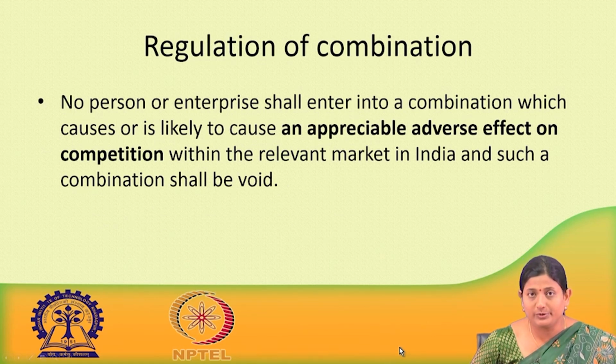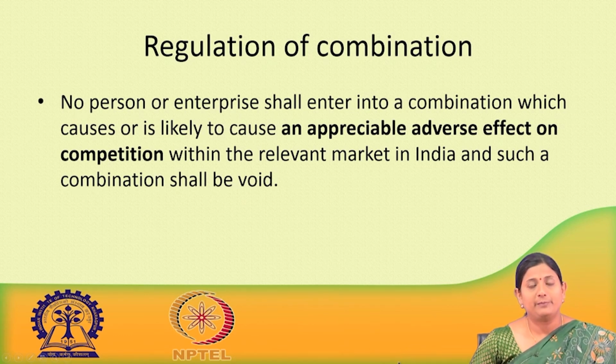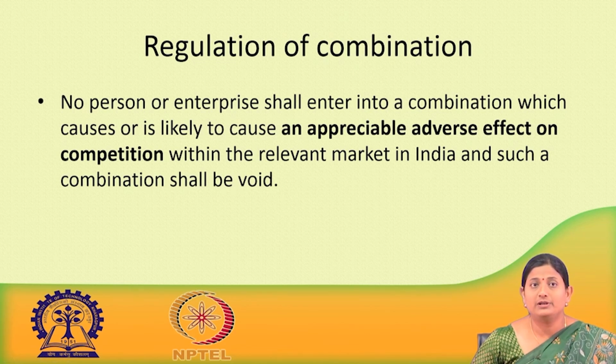Not all combinations are, in the eyes of the Competition Commission, anti-competitive. As I mentioned, Section 5 specifies the defined threshold limit. If the company has a certain threshold in terms of market turnover or assets, only then will it come under the scrutiny of the Competition Commission. And per se the Commission will not look into the combination unless it finds that the combination of such persons or enterprises may cause or is likely to cause an appreciable adverse effect on competition within the relevant market in India, and if such a thing happens, then the combination will be considered void under these provisions of the Competition Act.